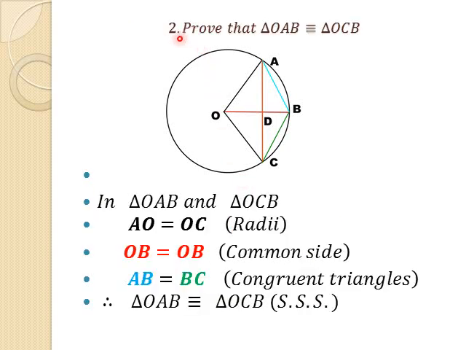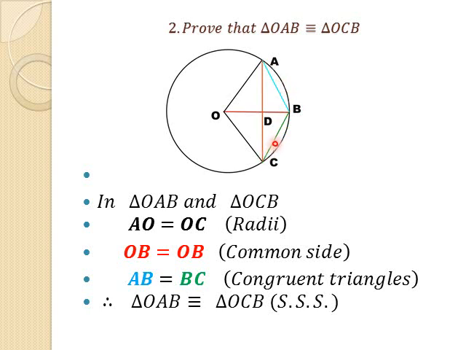Right, now for number 2, they say prove that triangle OAB, that whole big triangle there, is congruent to triangle OCB, right? So we'll always start off by writing triangle OAB and triangle OCB. We have to use the sides of that with the sides of that, right? So AO: O is the center, so AO is a radius and must equal OC, which is also a radius. Then OB makes contact with both triangles, so OB equals OB, it's a common side, and then I can state that AB equals BC.